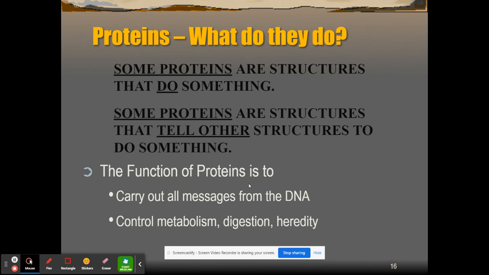So again, proteins. Some proteins are actual physical structures, like a hemoglobin molecule or an antibody, and other proteins are communicators. They're structures that tell other parts of our bodies to do something. So we could say the function of proteins is to carry out all messages from the DNA and to control metabolism, digestion, and your heredity.